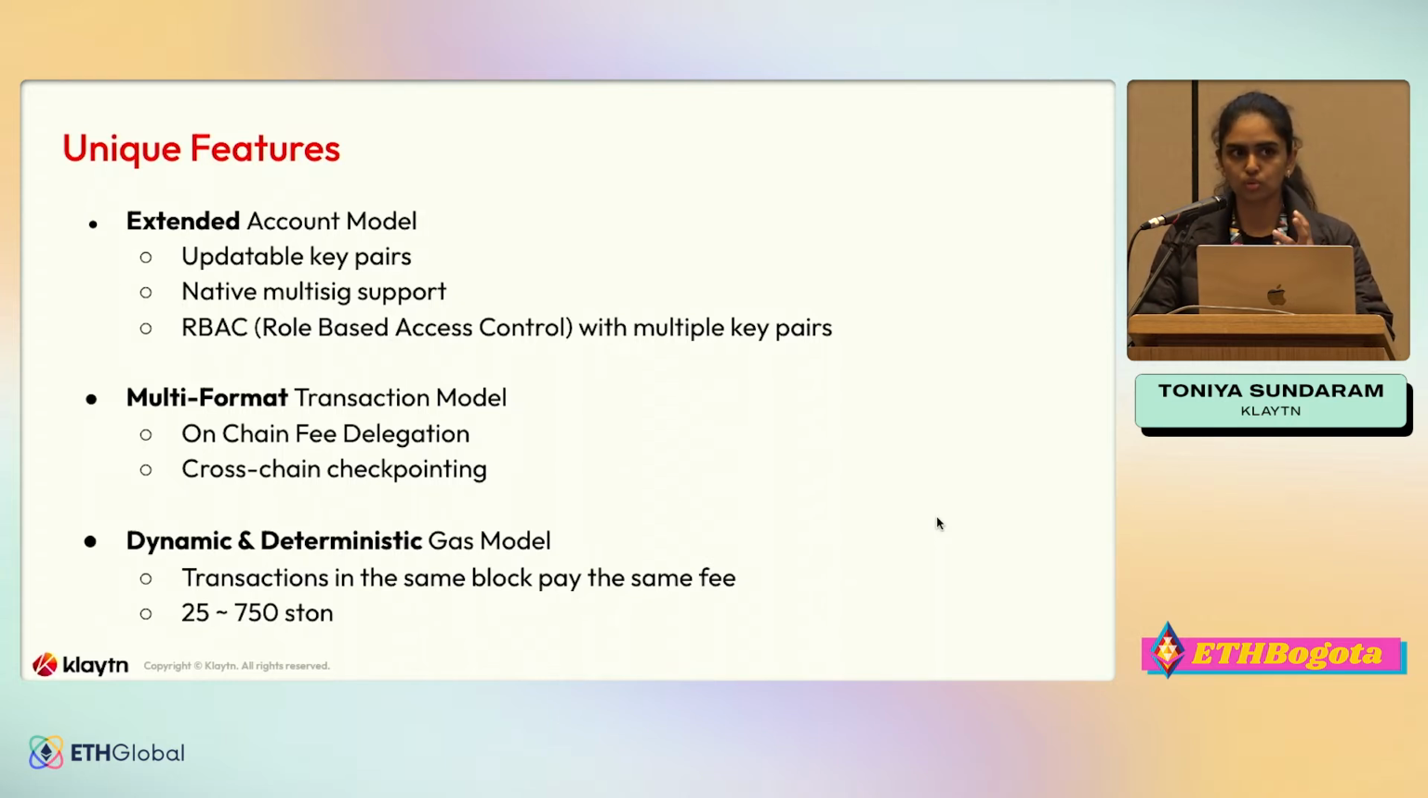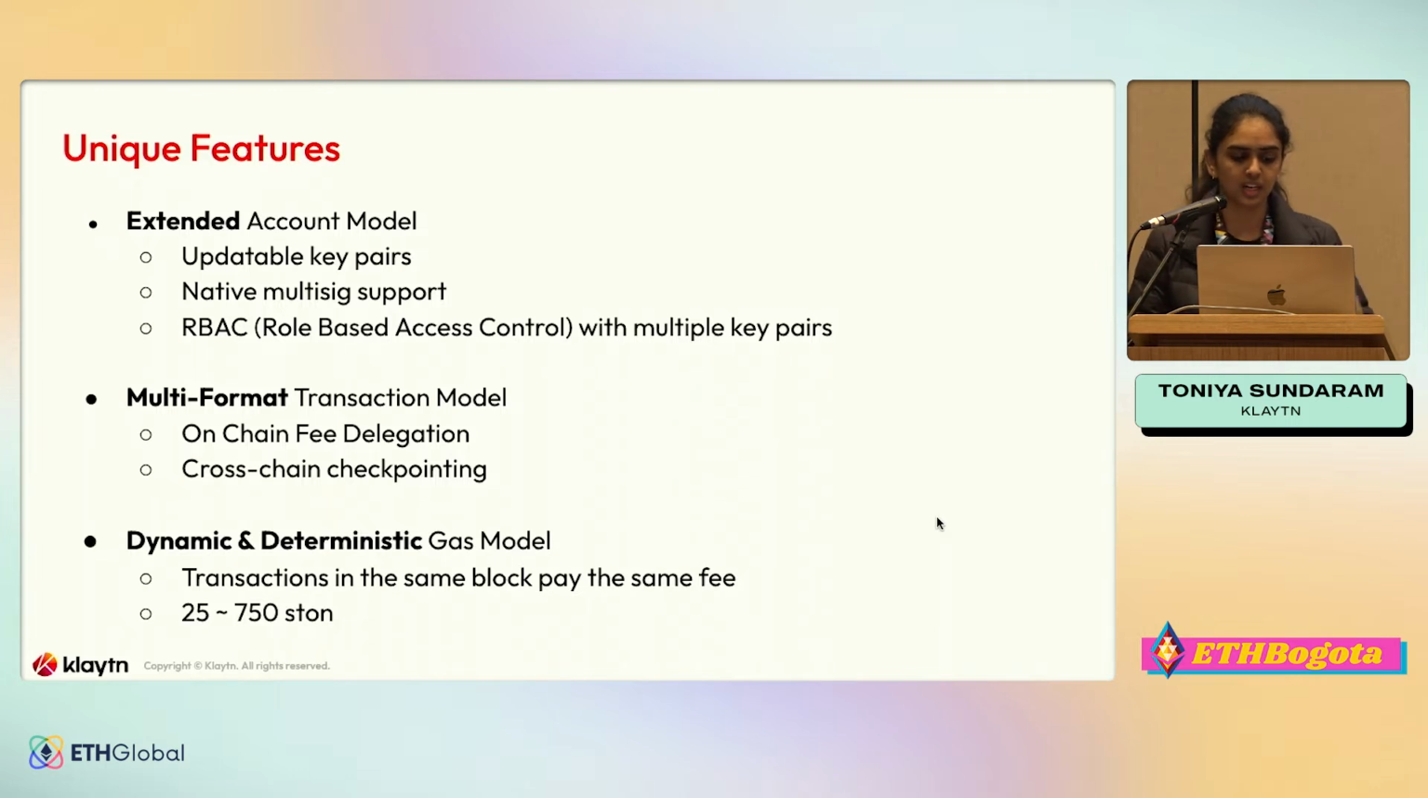So if you want to do a fee delegation, you can just sign the transaction and send to the fee payer. The fee payer will in turn sign the transaction and execute the transaction and pay the fee for it. I'll show a demo on this at the end of my session. So yeah, we have this on-chain fee delegation without having this complex relayer network. And we also have cross-chain checkpointing.